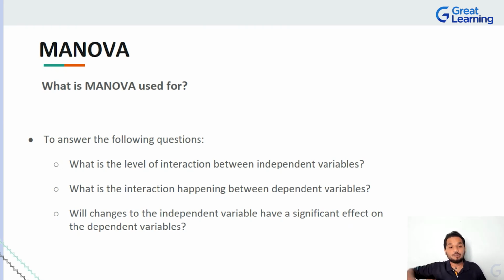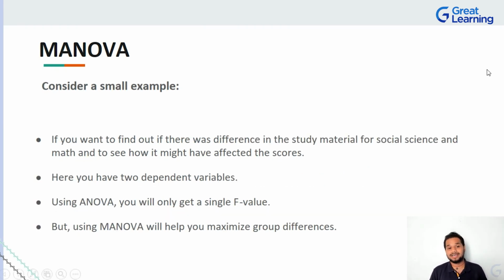So understanding what and why and will anything happen, first of all, is basically why MANOVA is a very, very important concept. Now, let me give you a quick example to give you a bit more clarity on the topic. Let's just say that you want to find out if there was any difference in study material for maybe social science or mathematics, to see how it might have affected the scores of the people who have taken social science and math tests, right?